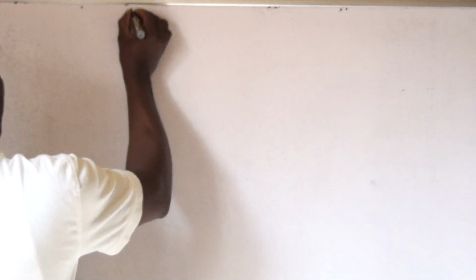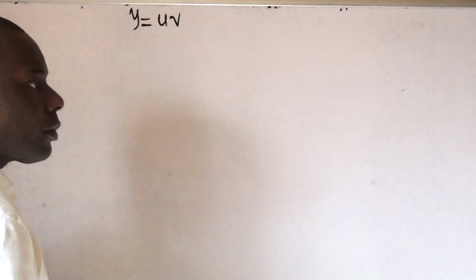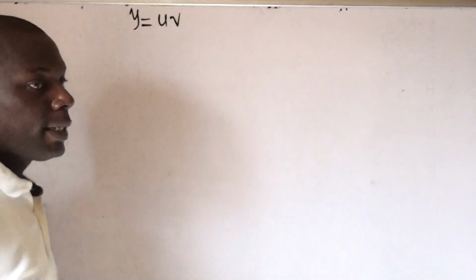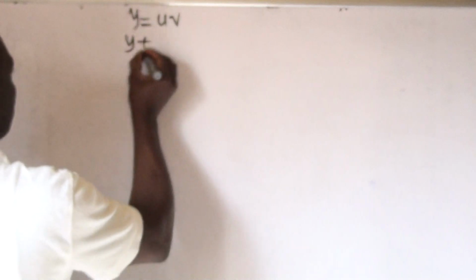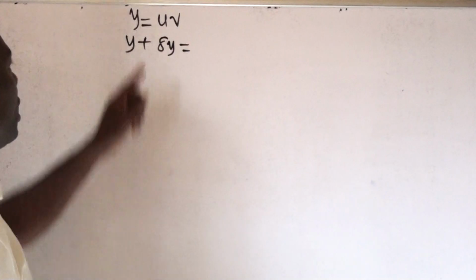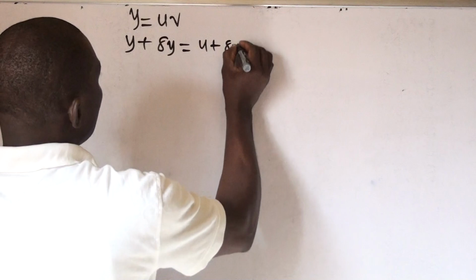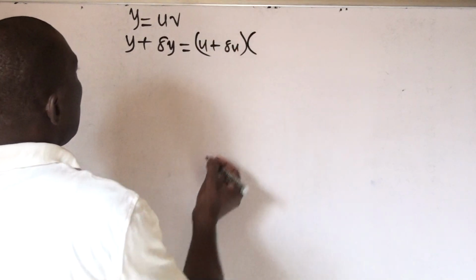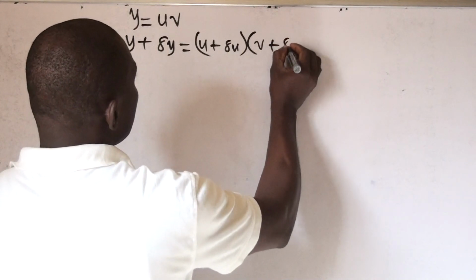Okay, if we have y as a function of uv, where u is a function of x, and v is a function of x as well. Here, from the first principles, our y will be y plus delta y, and our u will be u plus delta u in brackets. Then our v will be v plus delta v.